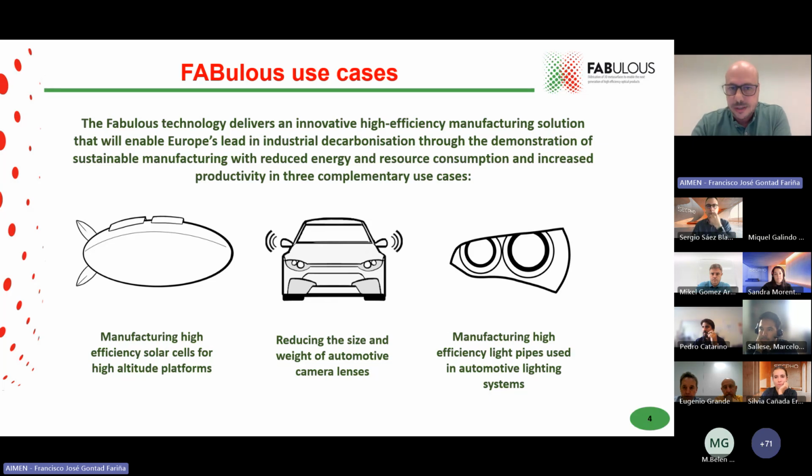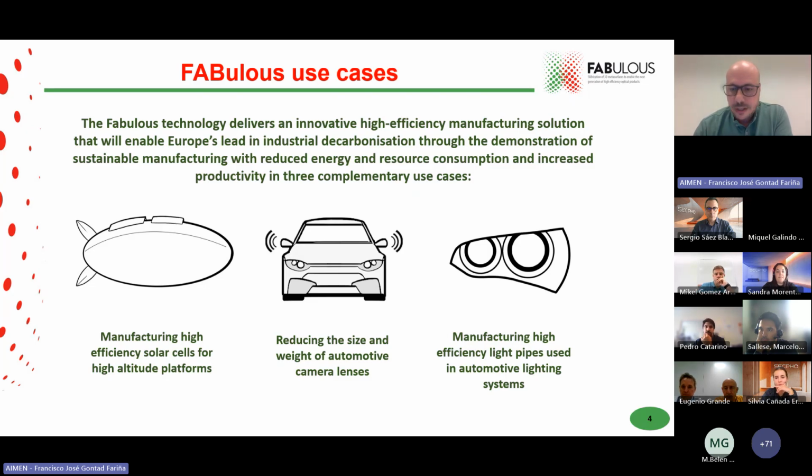So these metal surfaces will be applied on the running lights of a selected car model, which are the lights that are now used in cars and are switched on for the whole day once the car is switched on.